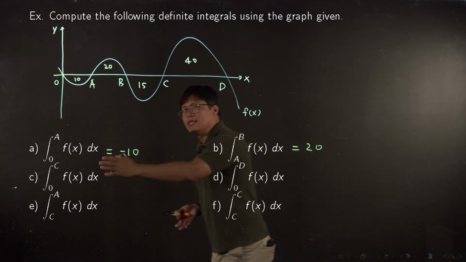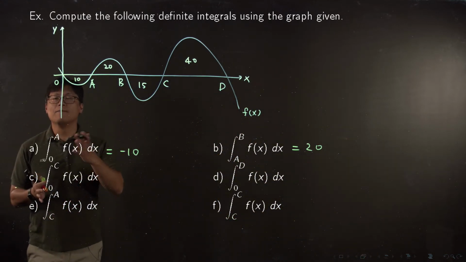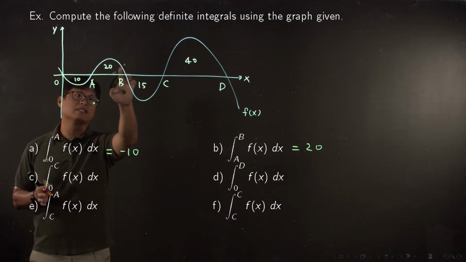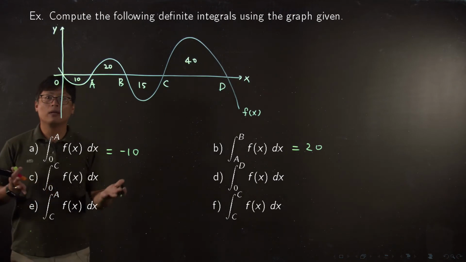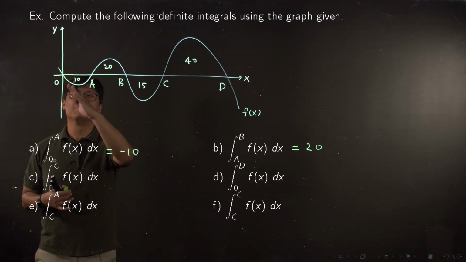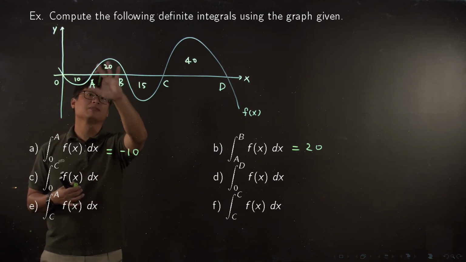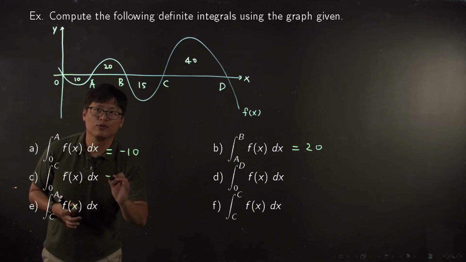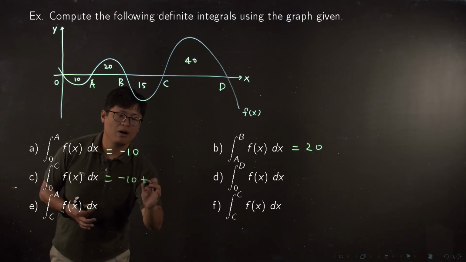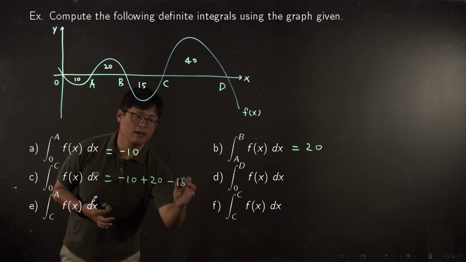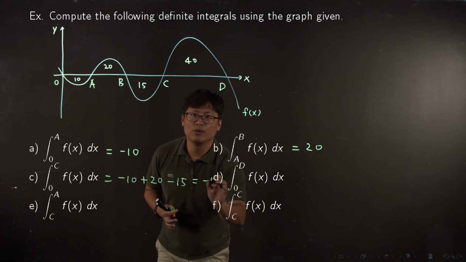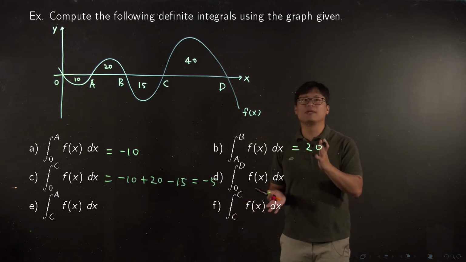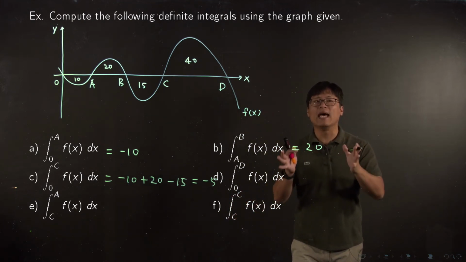Then what about C? This is the mixed case, right? 0 to C, you have a negative function part, a positive function part, and a negative function part. So the negative parts must be negative, and the positive part must be positive. So this is equal to negative 10, plus the positive part, minus the negative part. So this must be equal to negative 5. What I want to say is the integral is not simply area, but it is net area.